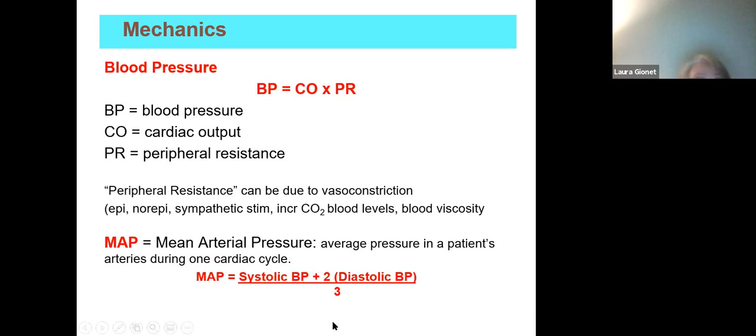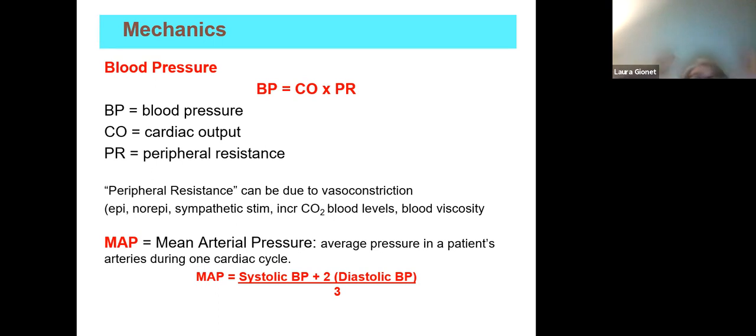Then, knowing now what blood pressure is, we have mean arterial pressure. And this is the average pressure in a patient's arteries during one cardiac cycle. And this is very helpful for people entering the nursing program because they refer to this frequently. Mean arterial pressure, or MAP: you take the systolic blood pressure, and then you add the diastolic blood pressure times 2, and you divide that by 3. That's what mean arterial pressure is.